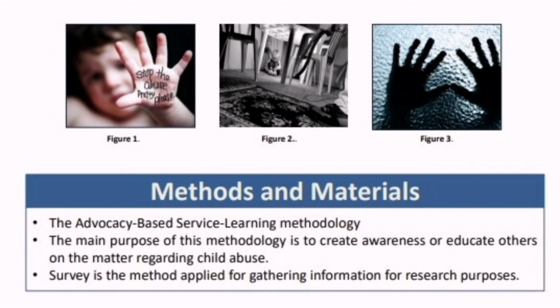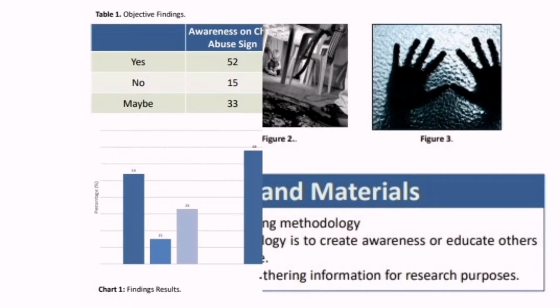The methodology used is advocacy-based service learning, which was applied in this research investigation to learn about the motivations, goals, and principles of a certain research topic. The main purpose of this methodology is to create awareness or educate others on matters regarding child abuse. Survey is the method applied for gathering information for this research. Information was gathered through questionnaires, mostly based on individual or group experience regarding a particular phenomenon. In this research on child abuse, the data were used for discovering the underlying content of child abuse, which helps the community to overcome the issue addressed in society.